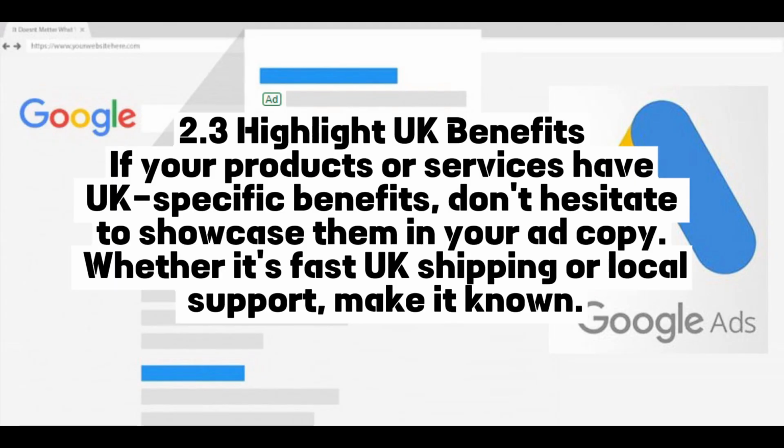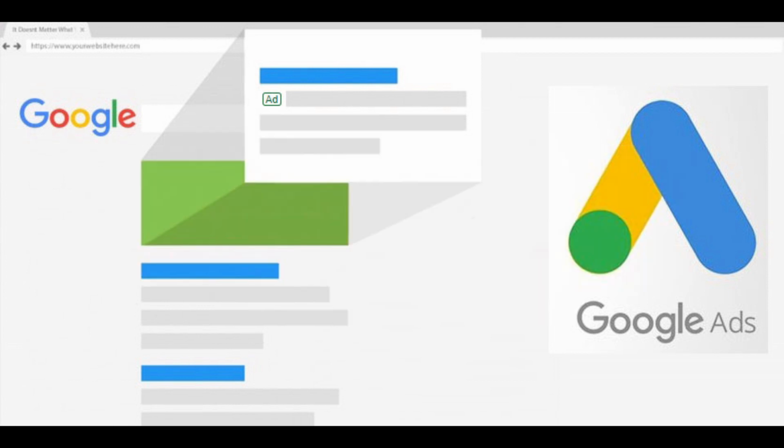2.3. Highlight UK benefits. If your products or services have UK-specific benefits, don't hesitate to showcase them in your ad copy. Whether it's fast UK shipping or local support, make it known.